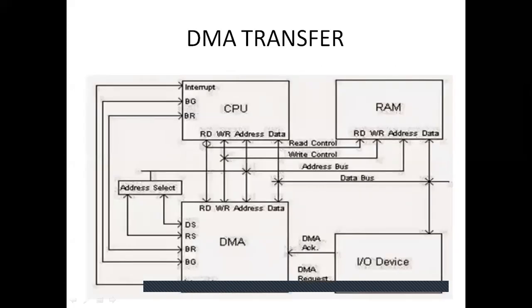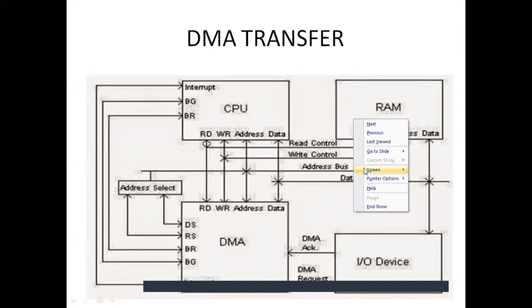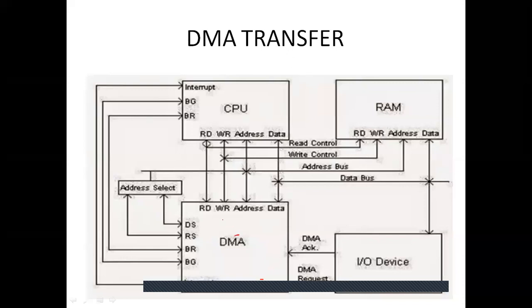When we look at this DMA transfer block diagram, here we can see the CPU, RAM, IO devices, and the DMA. How are we going to transfer with the help of a DMA? That is the main task here. I'll explain it with this diagram. Later you can study the theory part.